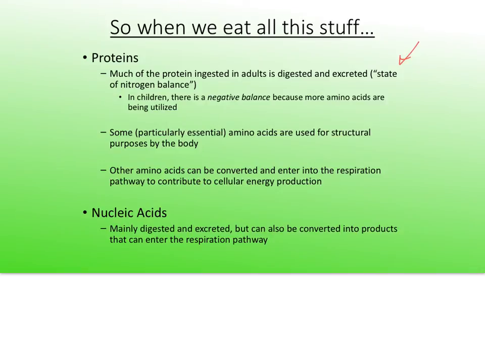Now with kids it's different, right? Kids are growing. Kids need more protein. They need more protein to build muscle, to build bone, to increase the size of all their body structures. So we often say that children are in a negative balance because more amino acids are being utilized. So for them, kids are going to take in more than they will excrete, because they're going to take those amino acids in. They're going to eat a protein, digest it, and they're actually going to use those in the body versus just getting rid of them.